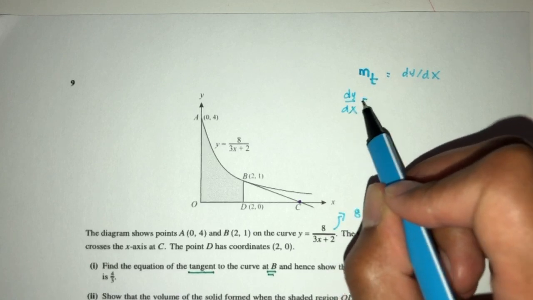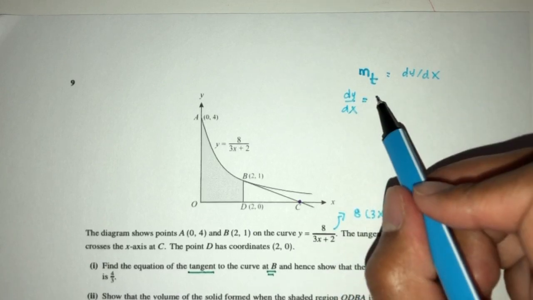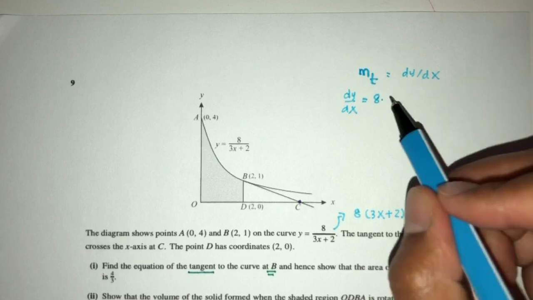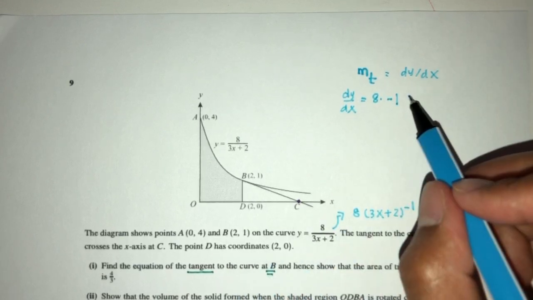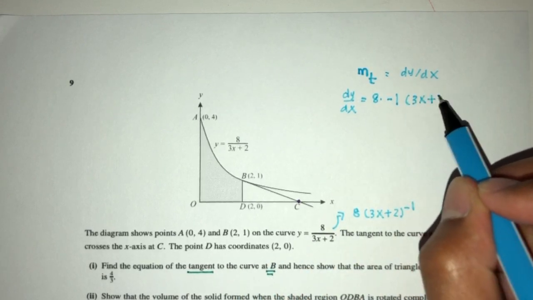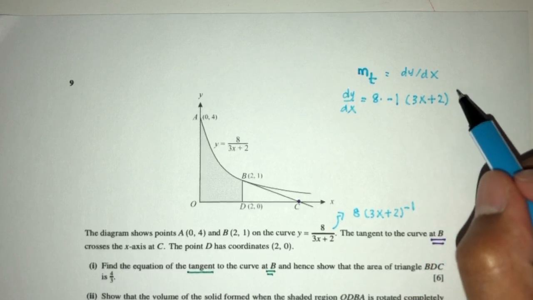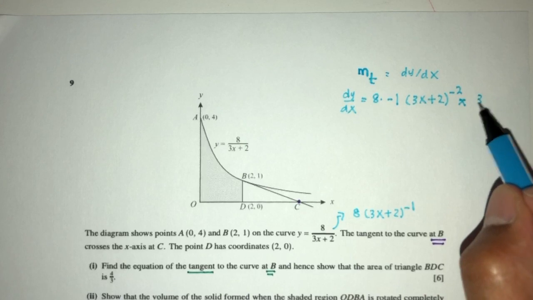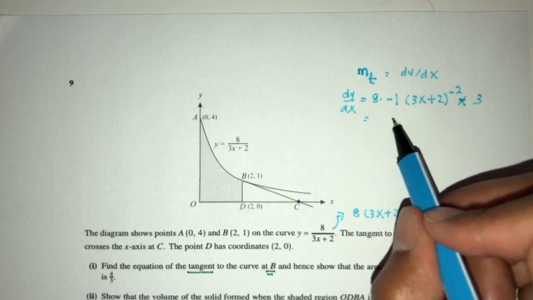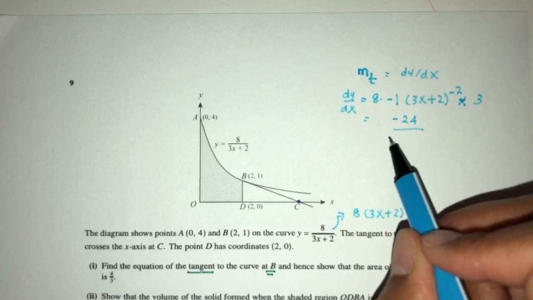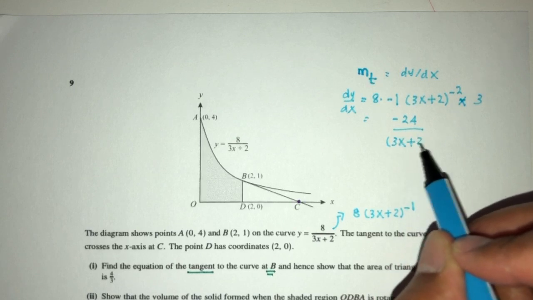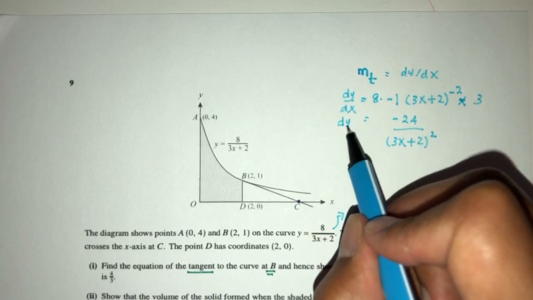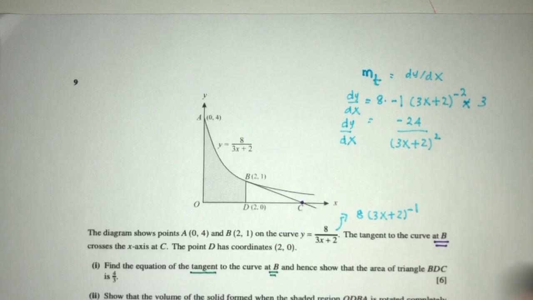dy by dx will be, let's find out from this, 8 is only a multiple, so multiply by the power minus 1, and then we have to decrease the power by 1, that will be minus 2, then multiply by d by dx of the value inside, that will be 3. That will be minus 24 over the value of (3x plus 2) to the power 2. So I hope that was somewhat clear.